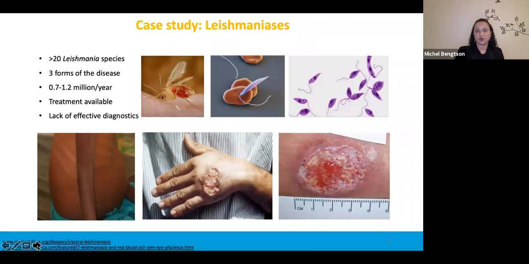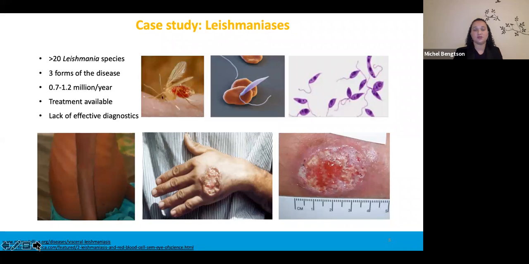Throughout this research, we look at leishmaniasis as a case study. There are more than 20 different species that cause this group of diseases. There are 3 forms of the disease. Visceral leishmaniasis affects the visceral organs, and it is fatal if left untreated. Cutaneous leishmaniasis, although not fatal, is still extremely debilitating and has a very high social stigma.